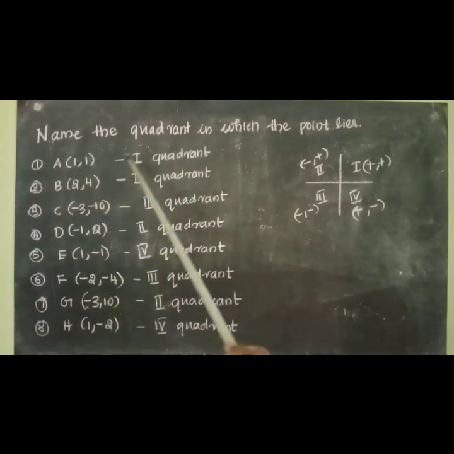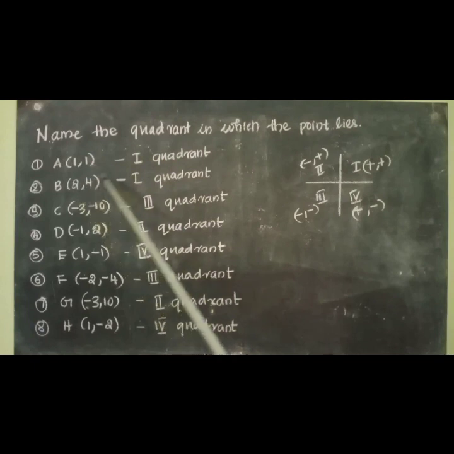Answer: 1, 1 first quadrant. 2, 4 first quadrant. Minus 3, minus 10 third quadrant. Minus 1, 2 second quadrant. 1, minus 1 fourth quadrant. Minus 2, minus 4 third quadrant. Minus 3, 10 second quadrant. 1, minus 2 fourth quadrant. Are your answers right or not?